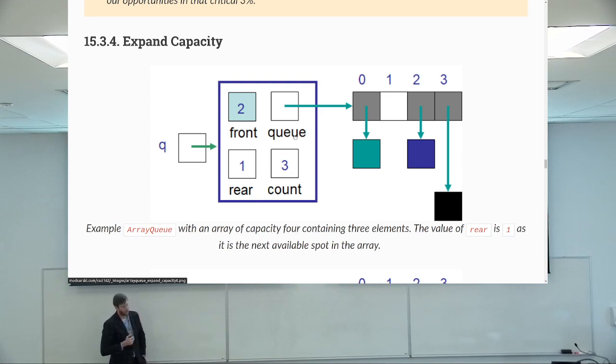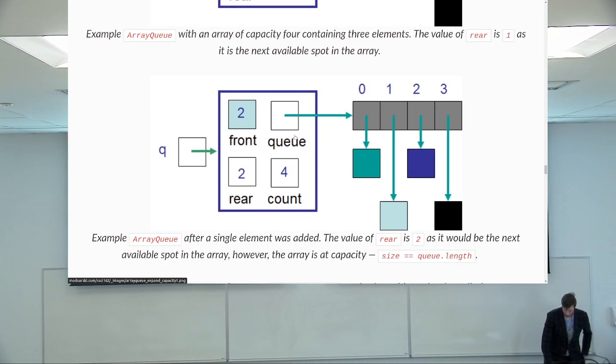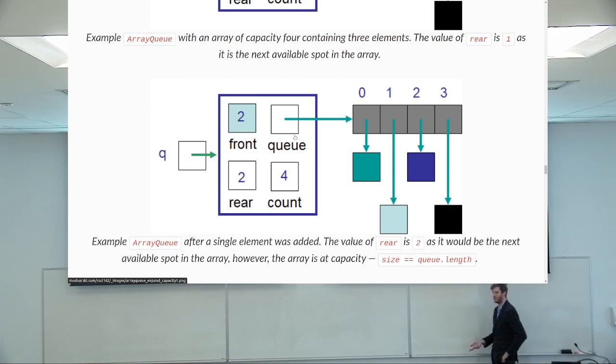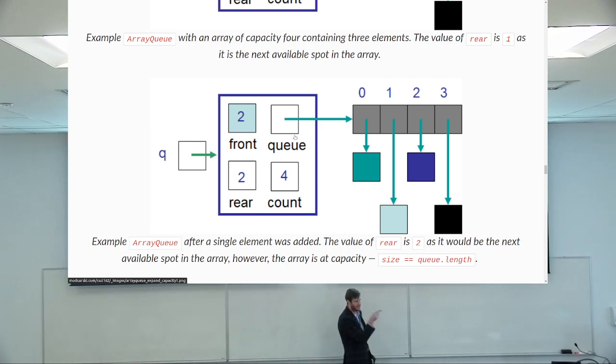Here's a queue. Front is 2, rear is 1. It's not full. Obviously, this is a small example. Count is 3, it's great. As soon as I enqueue something, we now have front is 2, rear is 2. The next available spot would be index 2, but of course we're out of room. And we need to call expand capacity. But remember, the front of this queue is the thing at index 2.